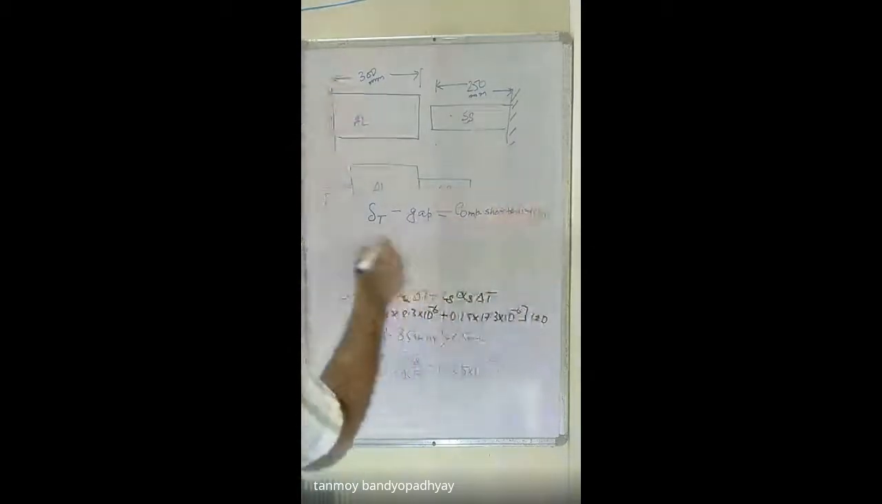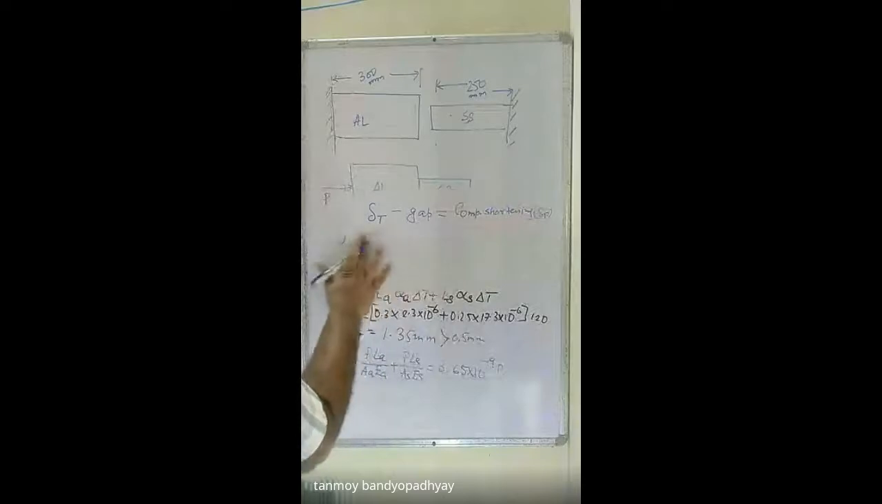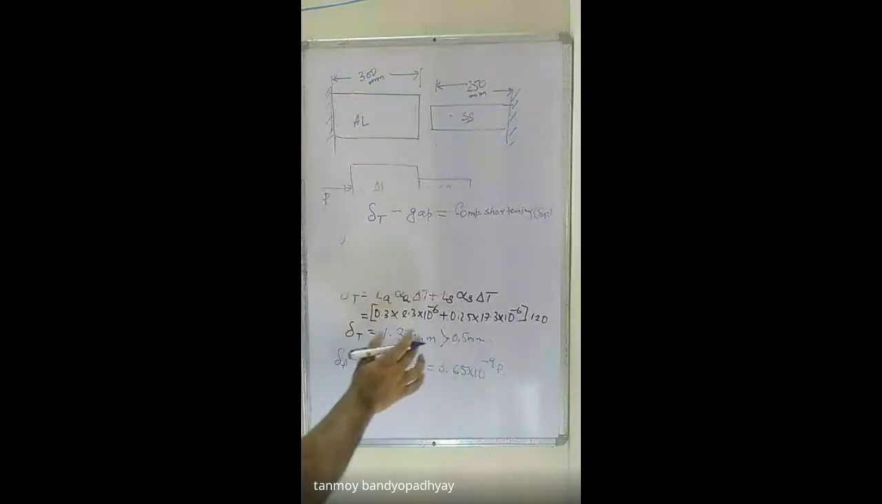So now you put all the values. So from here you can get the value of P. So just delta T, you put this one.